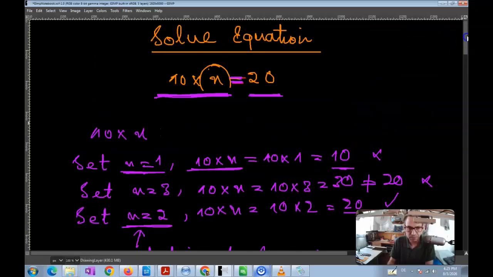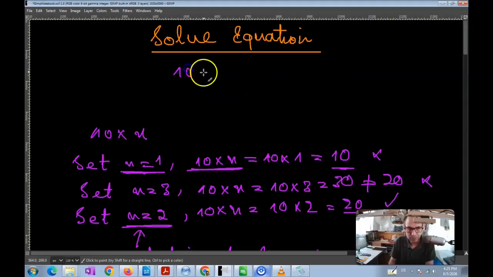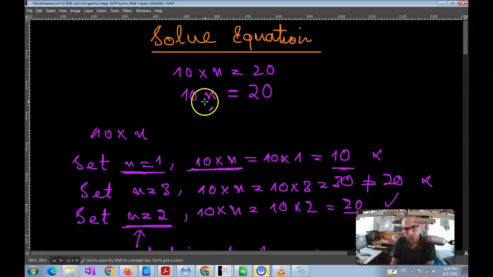Now this equation over here, 10 times x is equal to 20, is a simple equation which you can also write as 10x. Instead of saying 10 times x, you can say 10x is equal to 20. So I know that 20 is 10 times 2, so then I can set the value of x to 2 and I can solve the equation.